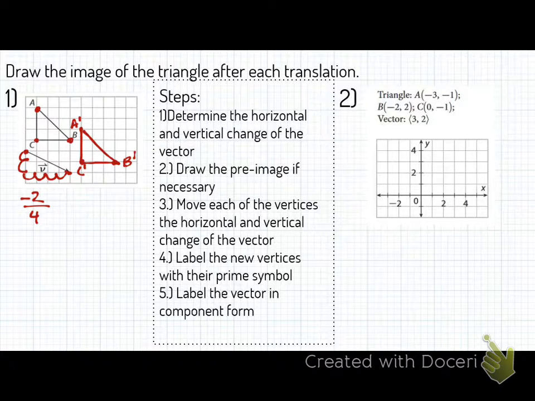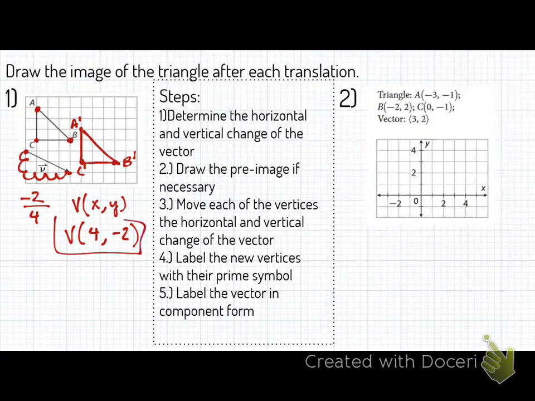On number 1, we could write the vector as x and y. Our vector is saying we're going to go right 4 for our x, so we're going to put 4 here, and our vector would be down -2 for y. Does that make sense, everyone? That's the rule, or the vector. That's number 1.